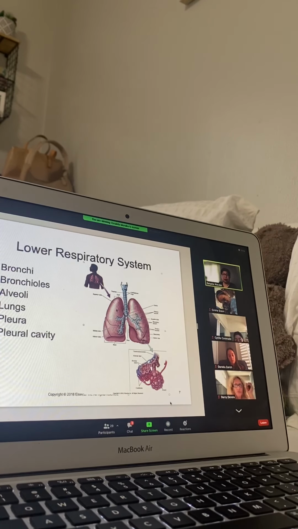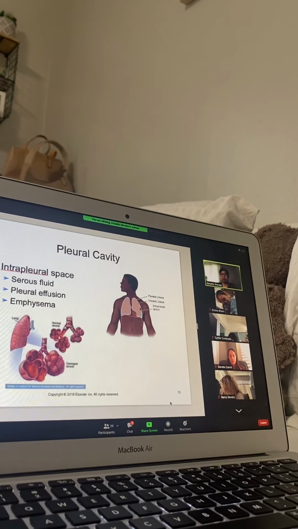And then you have your pleura, the covering of the lungs. You have your parietal pleura, which is the outermost membrane covering the lungs. Then you have a space, and then another membrane called your visceral pleura, the one that is attached to the lungs. Between the parietal and the visceral pleura, you have that space, the intrapleural space or pleural cavity.